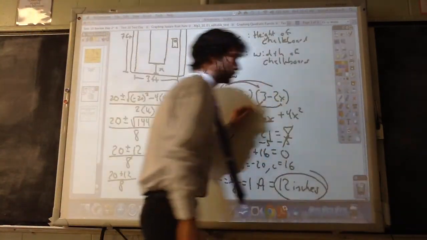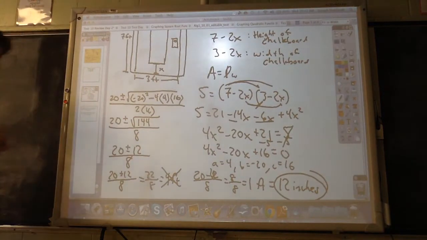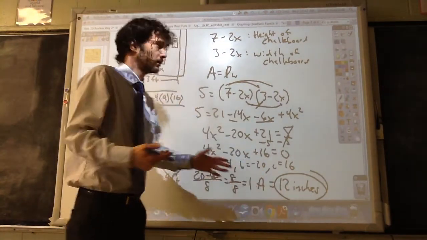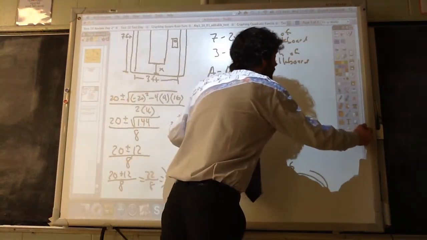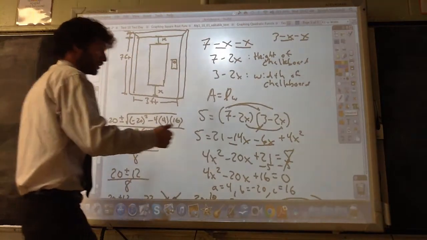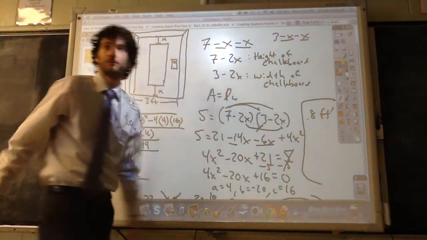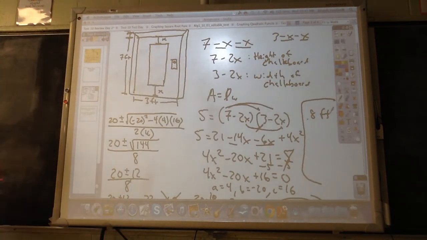One last little thing I've got to show you on this, and I'll take any questions you've got, is if this hadn't been nice and neat, 1 foot equals 12 inches, what if I ended up with something like 0.8 feet for my answer, and I want it converted into inches? How do you convert 0.8 feet into inches?